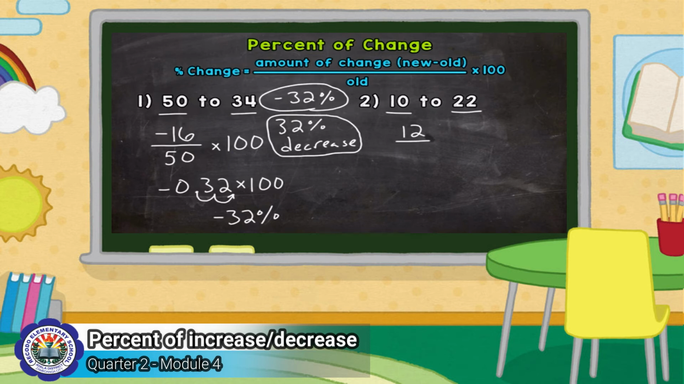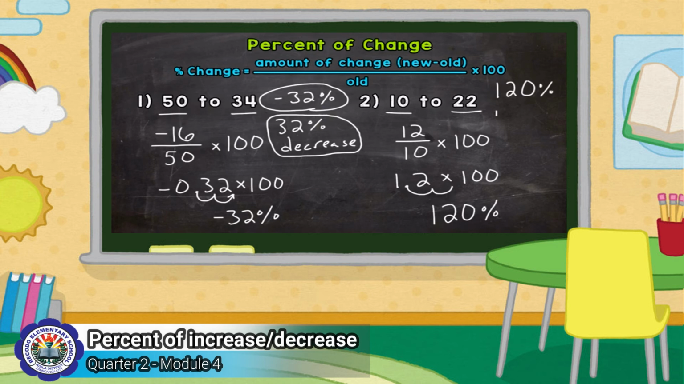Divide by the old or original number of 10, and then multiply by 100 to convert that to a percent. 12 divided by 10 is going to give us 1 and 2 tenths, and then we multiply by 100 to convert it to a percent. So let's move the decimal twice to the right. 1, 2, and we can fill that gap with a 0 there, so we end up with 120%. And that is positive, so we know it's an increase. So we had a 120% increase.